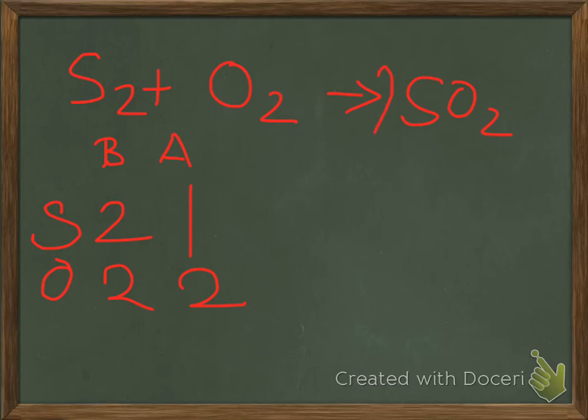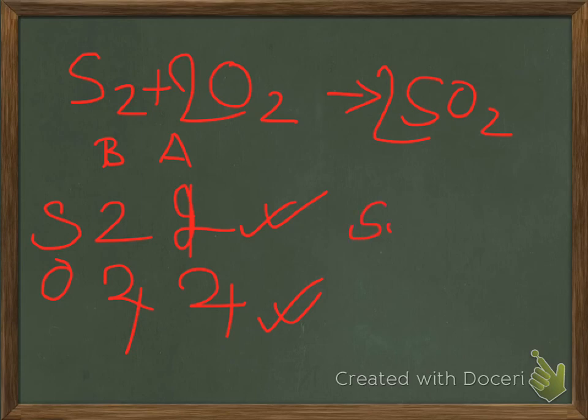So if we add 2 here, the sulfur on the after becomes 2. But the oxygen increases, 4 it becomes. So to balance oxygen, if we add 2 in front of O2, what will happen? The before will also become 4. And the atoms are balanced. So the answer for the equation is S2 plus 2O2 gives 2SO2. So this is the key for the problems.